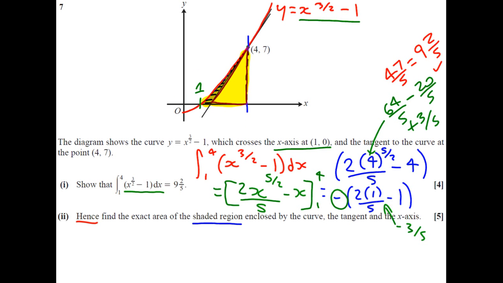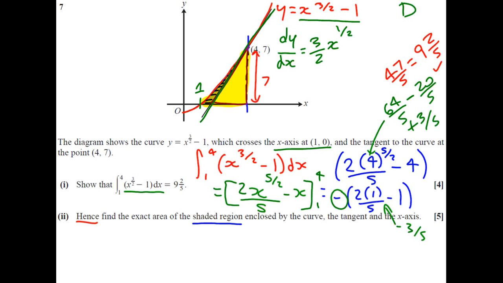To be able to find the area of a triangle, you need to have the base and the height. At the minute, we only have the height. We know the height is 7. Now remember that the straight line was the tangent line. When you're talking about tangent, you're talking about gradient. And the gradient we get by differentiating to get the gradient function. So here we times by the power and decrease the power. D for differentiation, D for decrease.